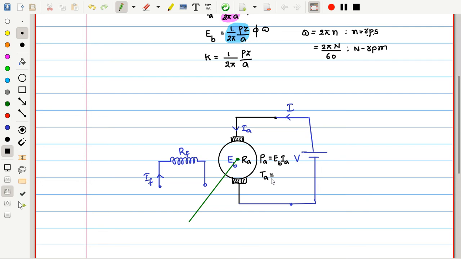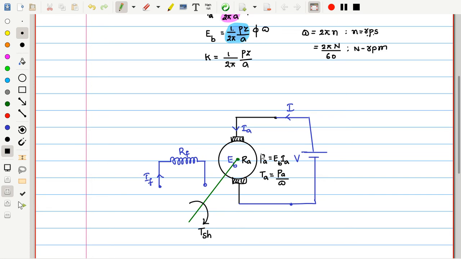So, torque into angular velocity is the power. So we can write the torque as the power divided by the angular velocity at which it is rotating. Then, when we see exactly how much torque is available at the shaft, that is the shaft torque. In comparison with this T_A, this T_SH is a little lower.